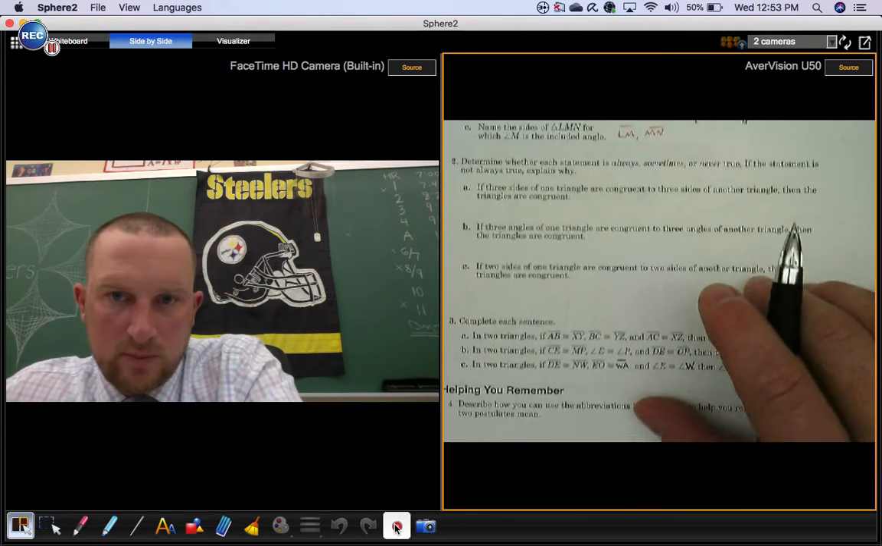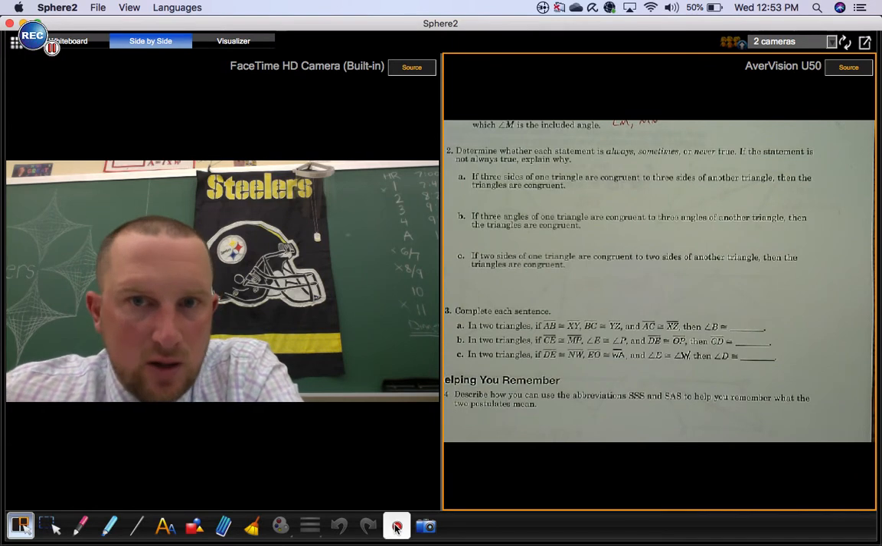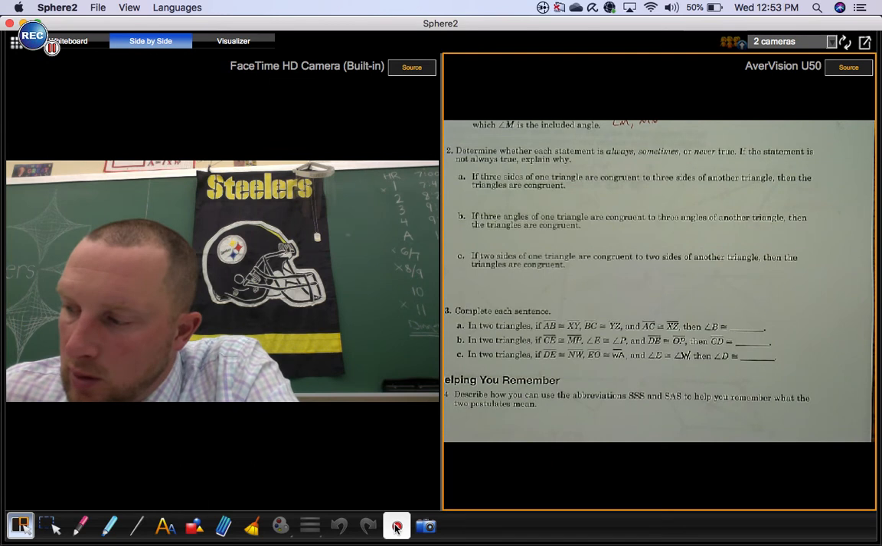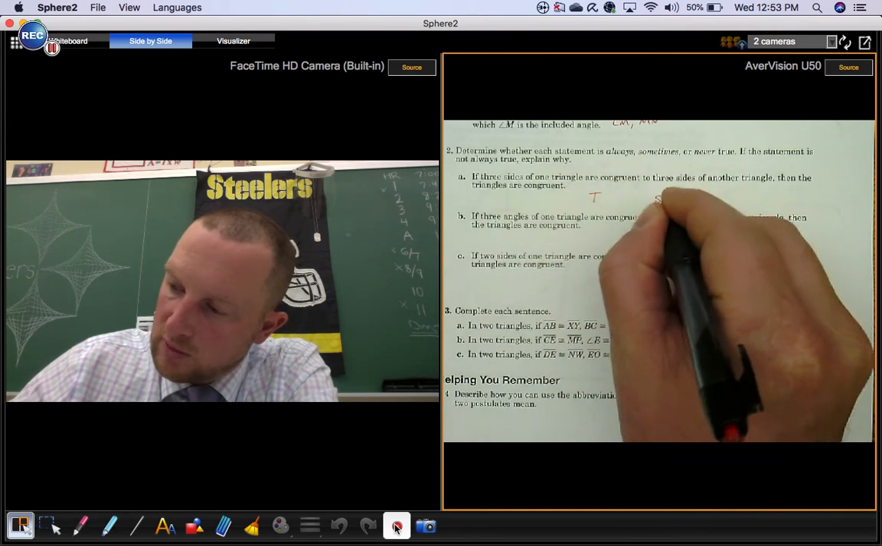Number two. Determine whether each statement is always, sometimes, or never true. If the statement is not always true, explain why. If three sides of one triangle are congruent to three sides of another triangle, then the triangles are congruent. That's totally true. Side, side, side.